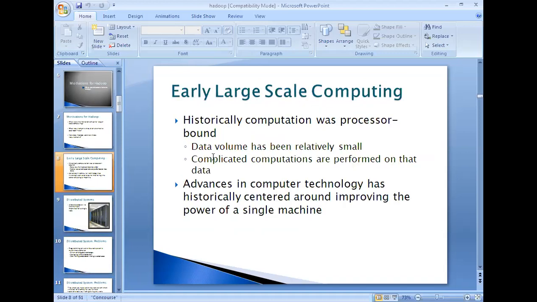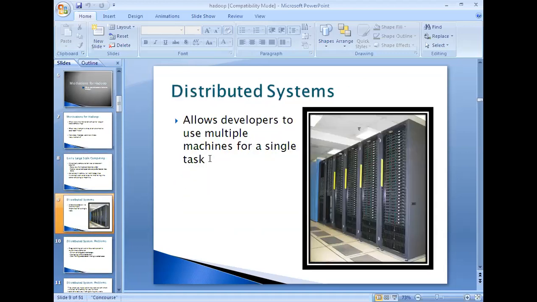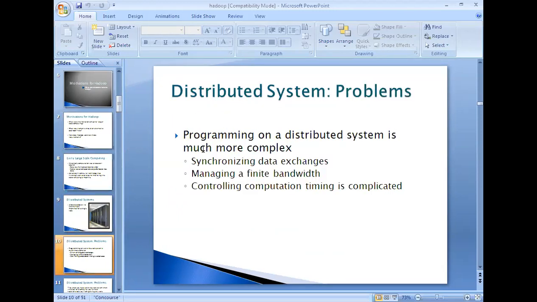Now coming to distributed systems, they allow developers to use multiple machines for a single task. Here we distribute the task to n number of systems, and all of those systems try to produce the output for our task. You can imagine these are the racks you can observe in our labs. These are all the servers, and different servers are maintained in different racks.